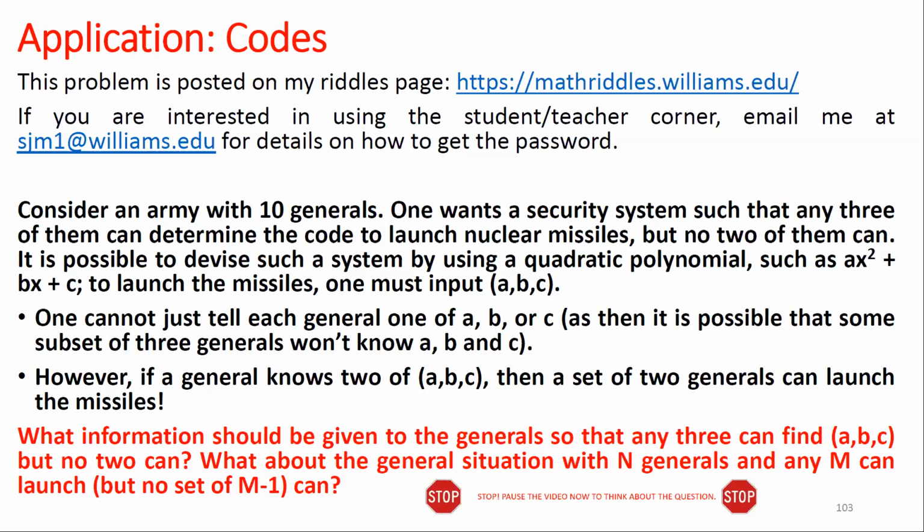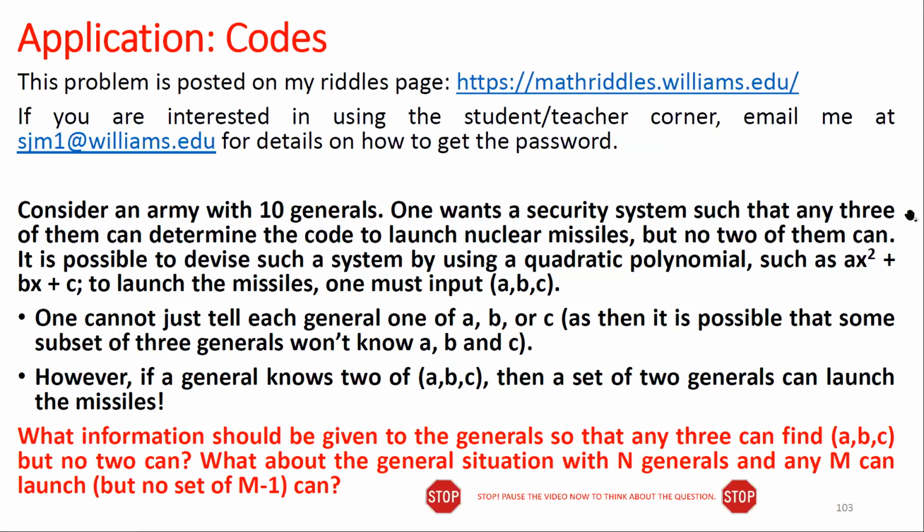More generally, what if we have n generals and we want any m of them to be able to launch, but no set of m minus 1 can? So again, maybe we don't give them A, B, and C. Maybe we give them something else, and they can team up and figure it out. So I'm going to pause and let you think. All right, we are back.